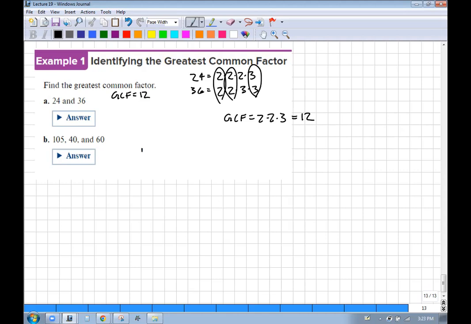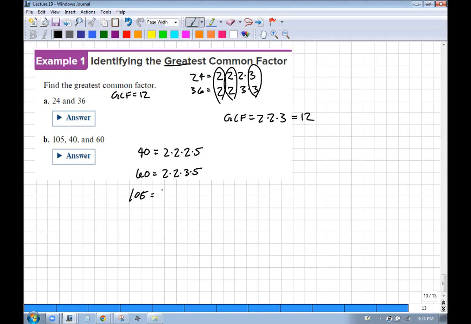So for this one, we would do the 40, the 60, and the 105. Now you might look at it and think, I know 5 goes into everything, but is that the biggest number, the biggest common factor? Let's look at it. 40 is 2 times 20. 20 is 2 times 10. 10 is 2 times 5. 60 is 2 times 30. 30 is 2 times 15. 15 is 3 times 5.